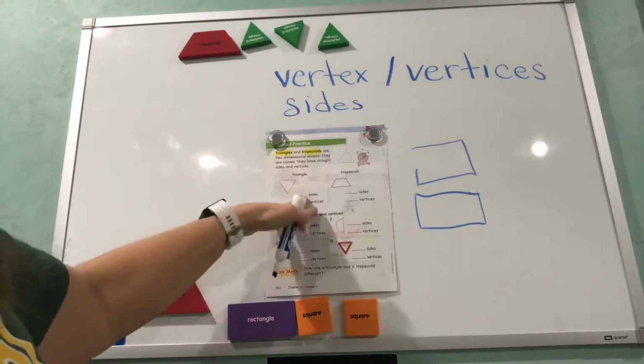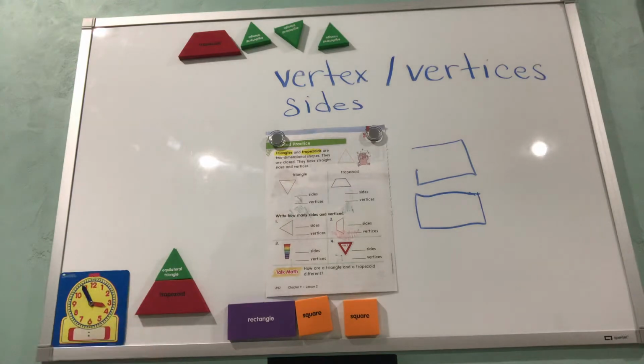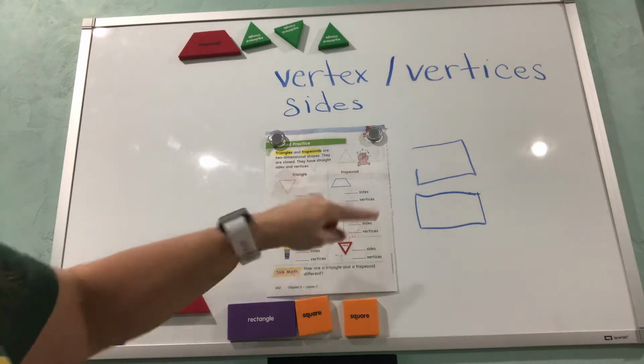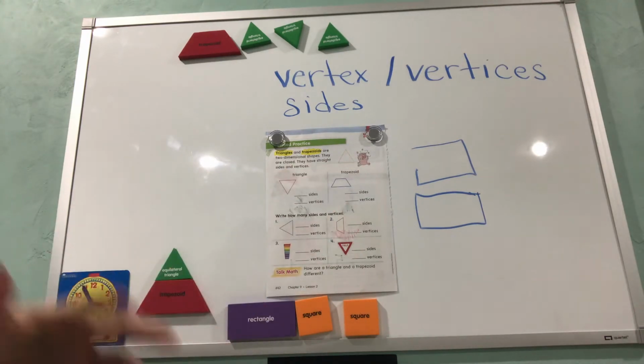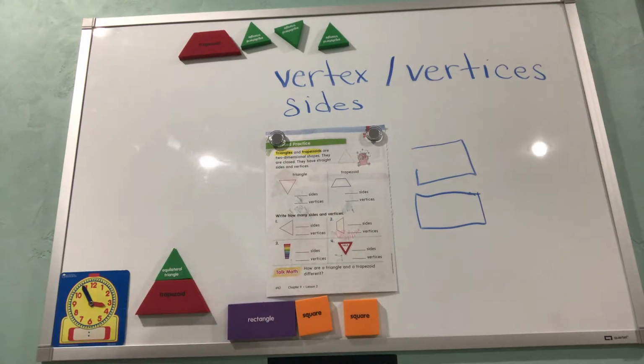So when we do these two-dimensional shapes, they're all closed shapes. They have straight sides and they have vertices. So here's what it says. We're going to check and see how many sides and how many vertices each shape has. When I do that, I like to mark it so I don't lose track of which ones I've counted and which ones I haven't.